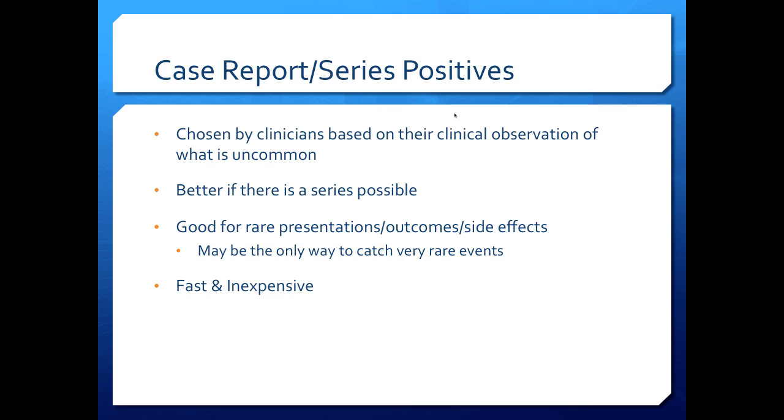Clinicians choose this type of study for something odd that they have noticed in their practice. A larger series has a higher likelihood of having a real association with the outcome. This type of study is particularly good for rare outcomes, side effects, and presentations. In fact, this may be the only way of finding extremely rare events, since other types of studies would have to be simply enormous to find such rare events. The other advantage is that these are fast and inexpensive.